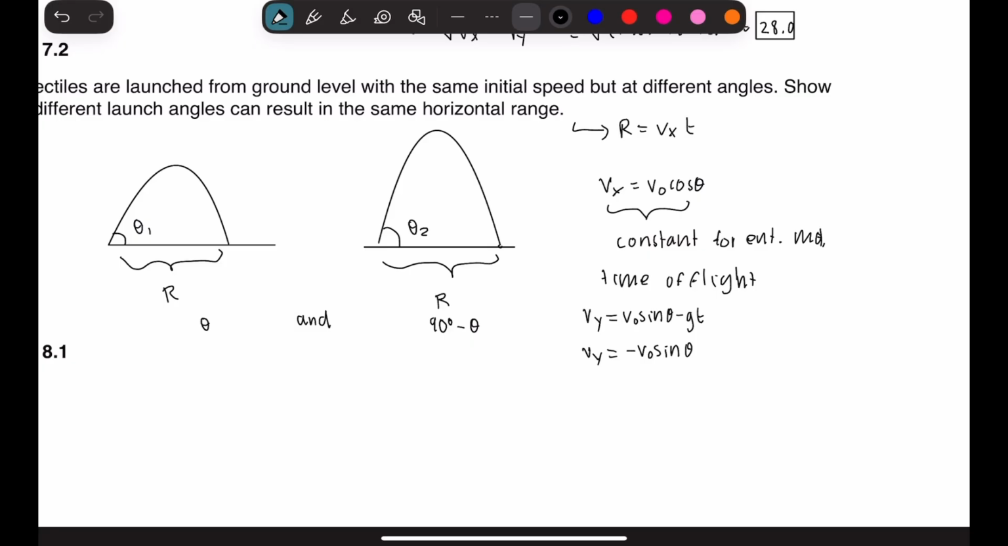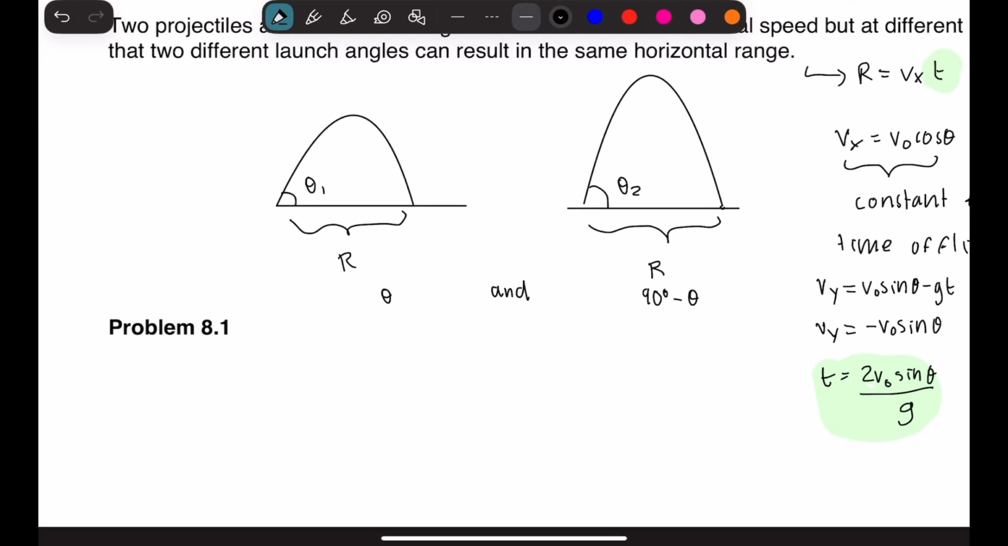So if we solve for time, then time is equal to 2 times V initial times sine theta divided by g. Now that we have time, we can substitute this into the range formula. So we can take this and put it right here. After we do that, R is going to be equal to V initial times cosine of theta times 2 times V initial times sine of theta divided by g. And if we simplify this down, R is equal to V initial squared divided by g times 2 times sine theta times cosine of theta.